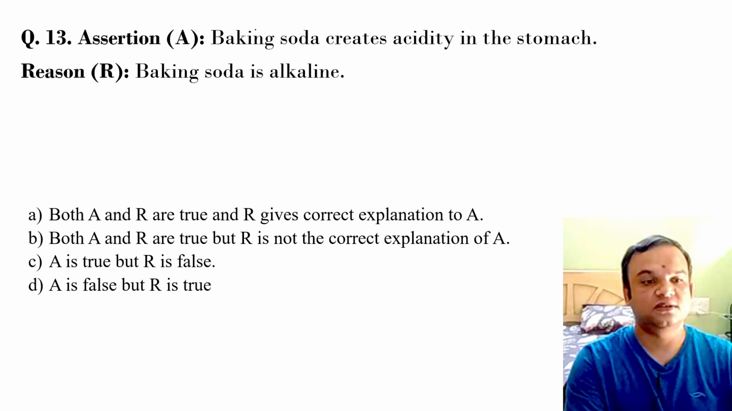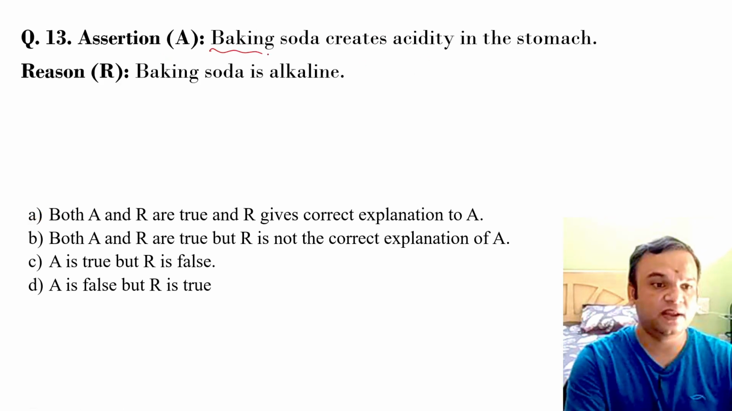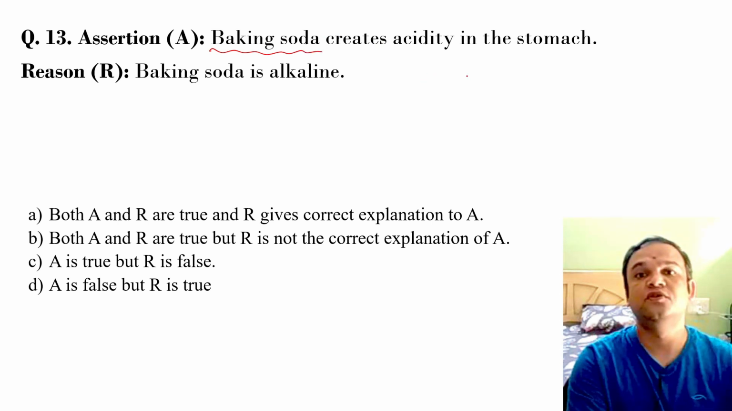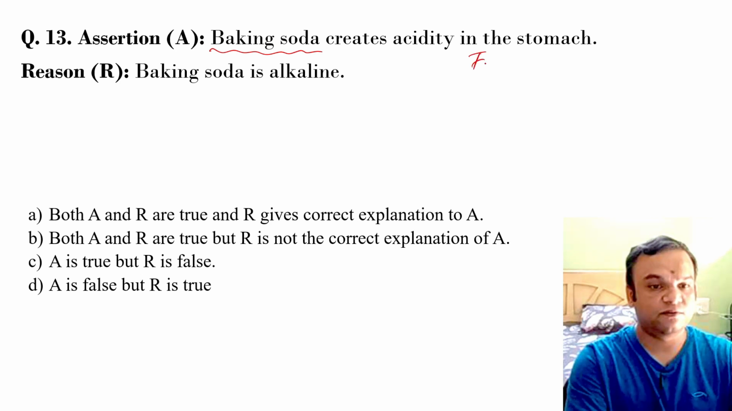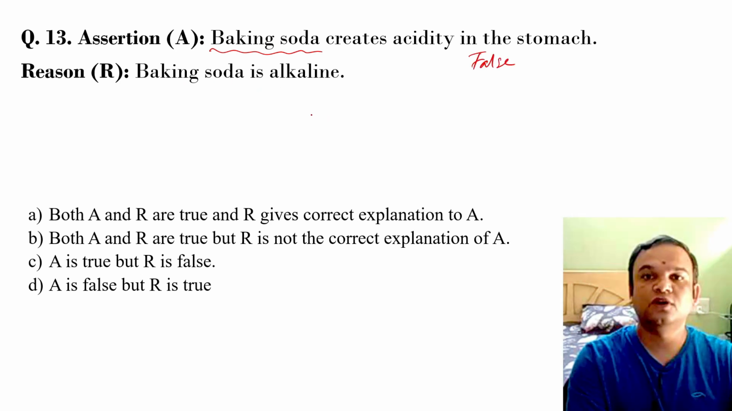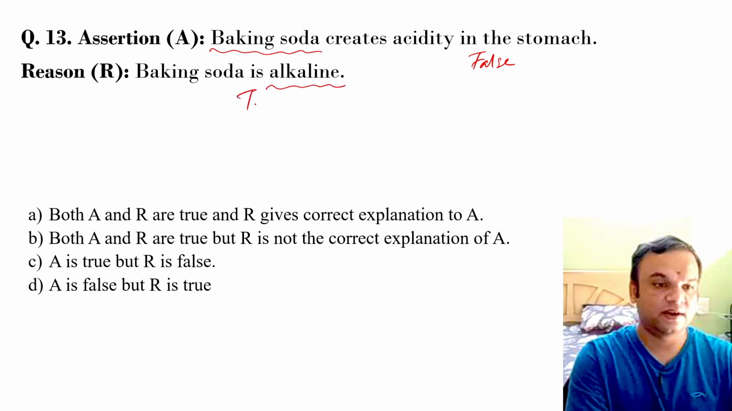In the next question, the assertion states that baking soda creates acidity in the stomach. Baking soda is actually an antacid and it neutralizes the acidic condition in the stomach, and that is why it is a false statement. The reason states that baking soda is alkaline. Baking soda is a base and that is why it is an alkaline compound, and that is why it is a true statement. So option D will be the correct answer for this question.